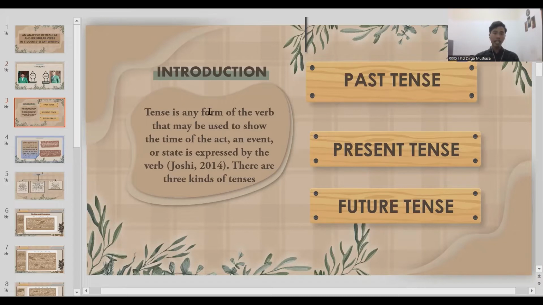Tense is any form of the verbs that may be used to show the time of the act, an event, or state expressed by the verb (Josie, 2014). There are three kinds of tenses. First is past tense, second is present tense, and third is future tense.